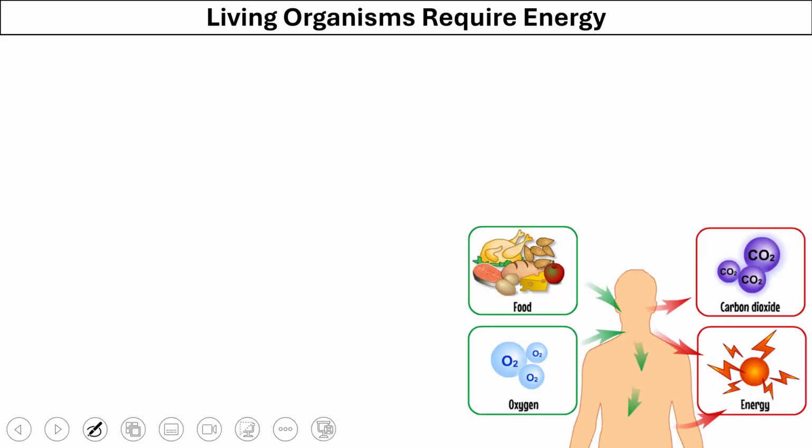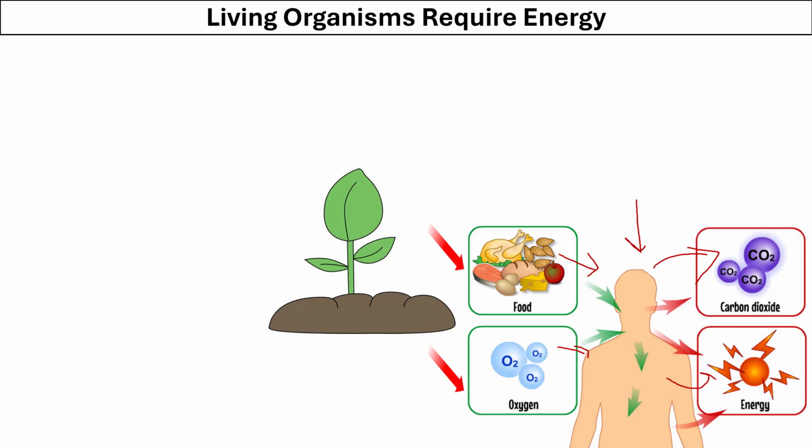So, living organisms like animals and human beings take food and oxygen from outside and produce carbon dioxide and energy, which help them perform their daily life functions. But where do animals get this food and oxygen from? They get it from plants. Plants produce food and oxygen for animals.